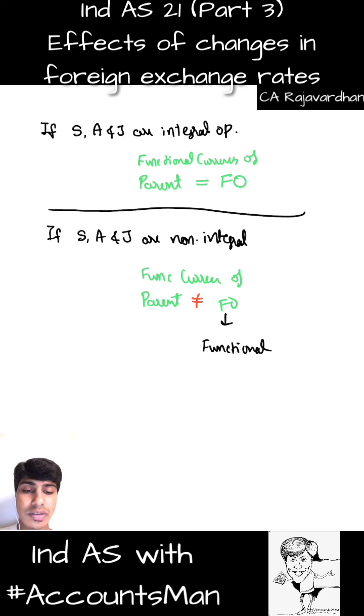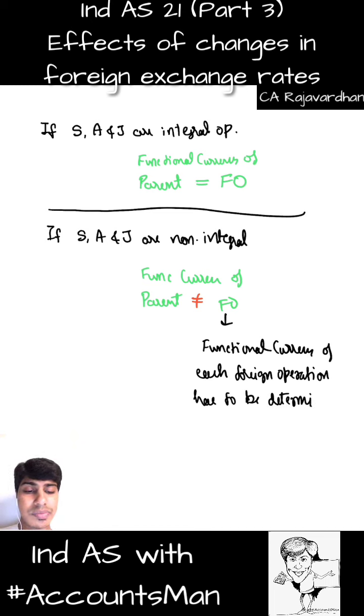Functional currency of each foreign operation has to be determined separately. Have to determine separately what is the functional currency for each of the foreign operations that you have: each subsidiary, each associate and each joint venture. And then what we need to do?